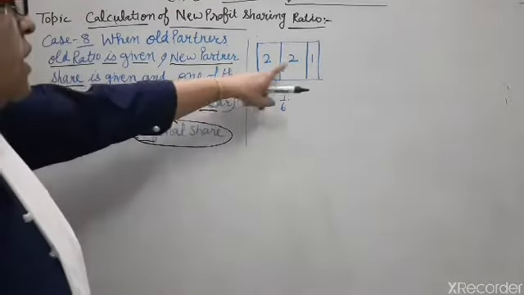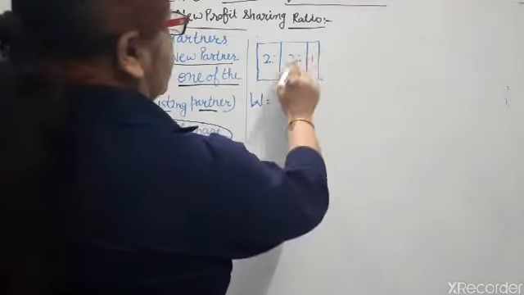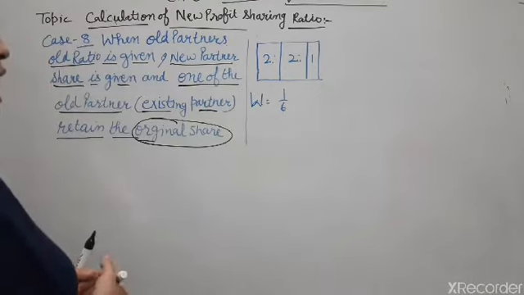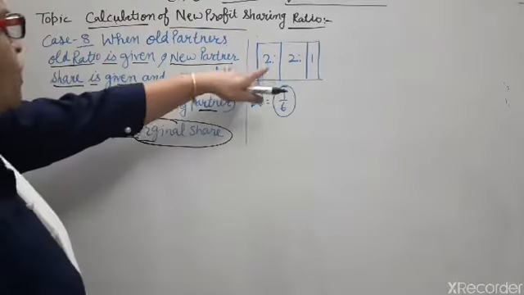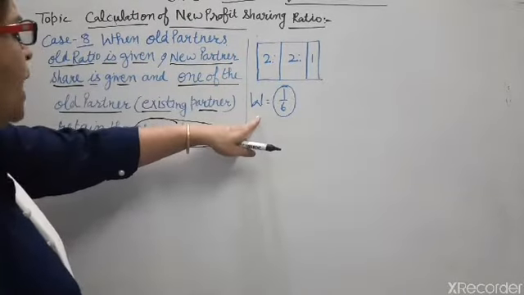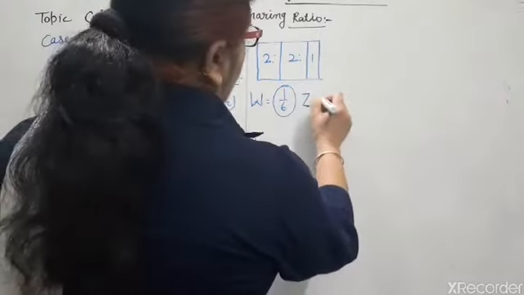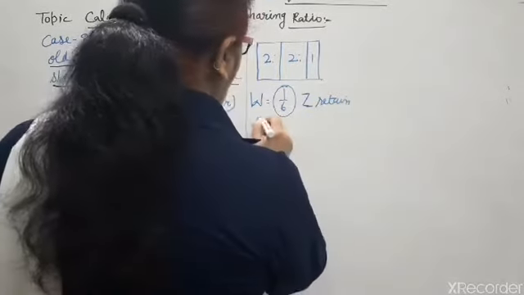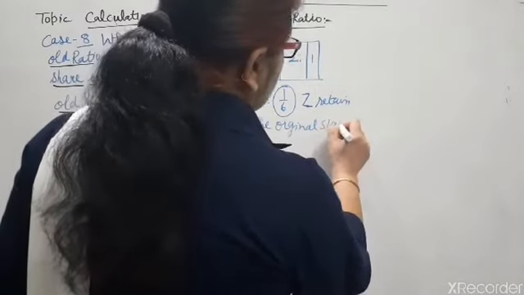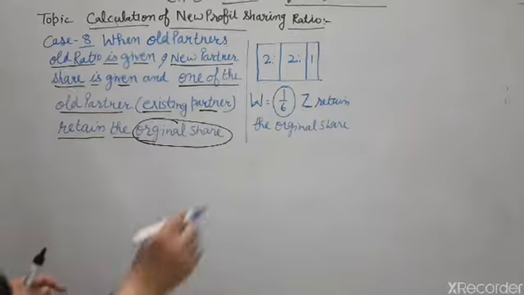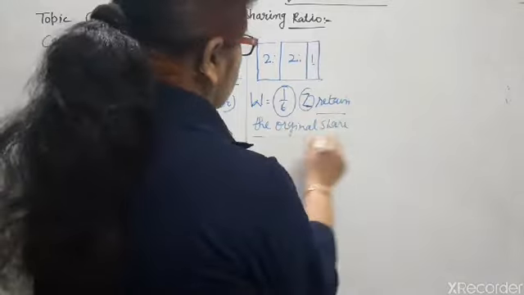In this part, there are 3 partners X, Y, Z and they distribute their share in 2:1. After that, W will come and he gets 1/6 share. The old ratio of old partners and the share of the new partner is given. Now Z retains the original share. Z does not agree to sacrifice any of his share. That means Z's share is 1/5. Z retains his original share.